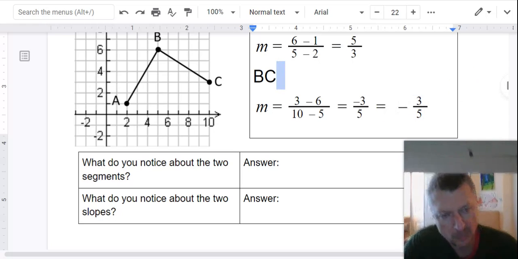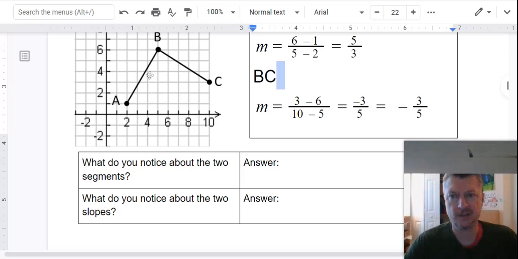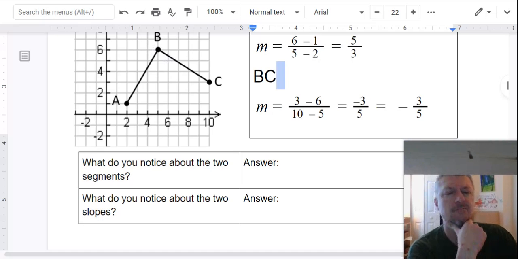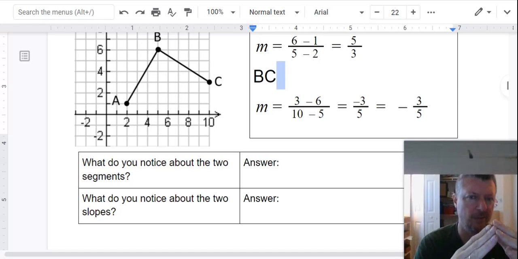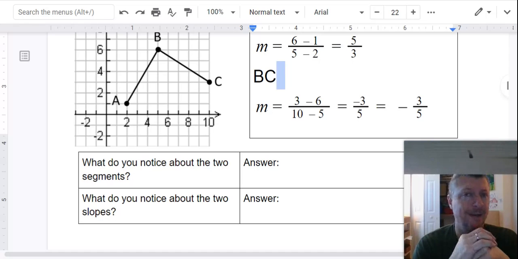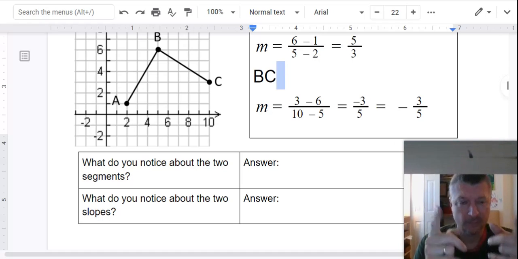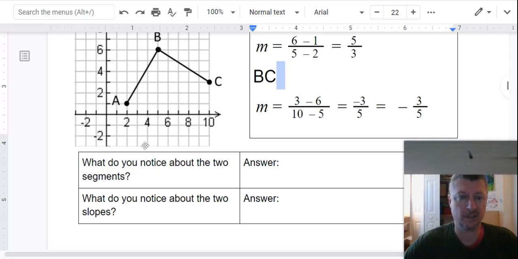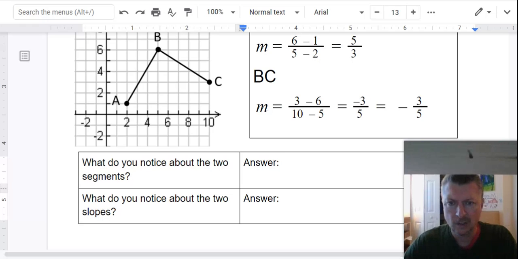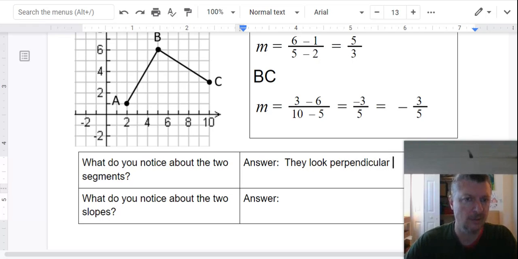Okay. So now, what do we notice about these two segments? These segments, they make what kind of angle? Remember? What's it look like? It's kind of like in a square. Looks like it could be part of a square there, right? That is a right angle. How many degrees? 90 degrees. What's the name for that? We got parallel and perpendicular. So they look like they're perpendicular. I spelled that right too. Okay, so they look perpendicular.